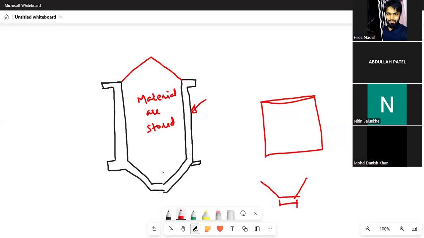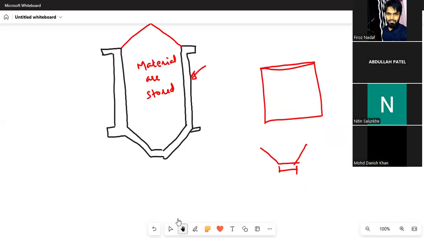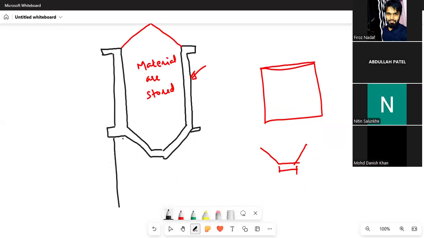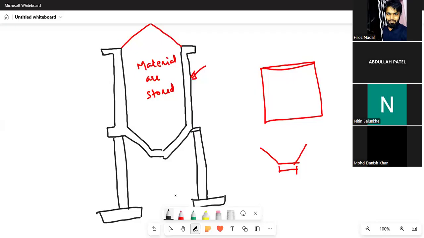The stored material also sometimes has to be loaded onto a truck. So here you have a column, and a footing below it, and another column with its footing. The truck will be standing here, and when this opening is open, the material can flow down and be loaded on the truck.